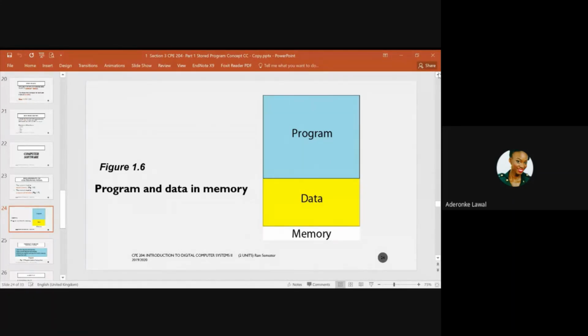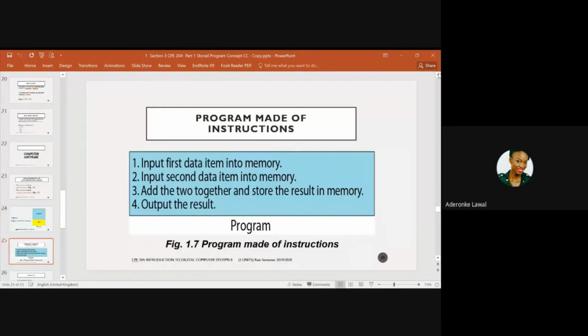So the processing, 2 and 5, now gives you 7, right? So where will you keep that 7 again? You bring it back to the data part of the memory. All these things would be happening in the memory, and that is the whole concept that John von Neumann came up with, and now all systems work on it.